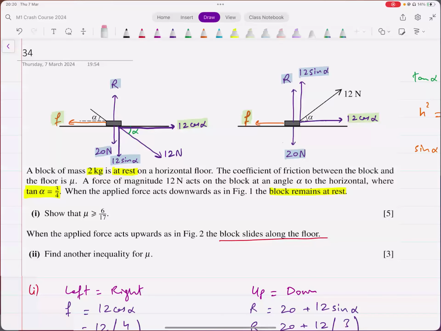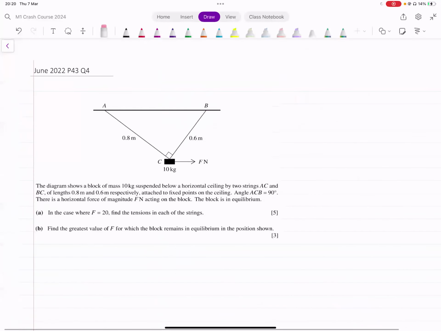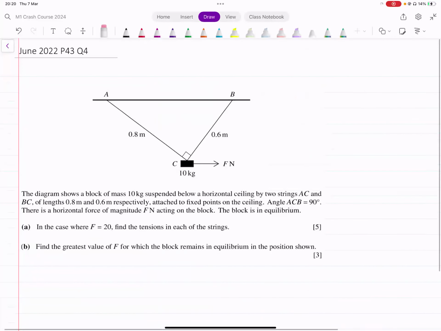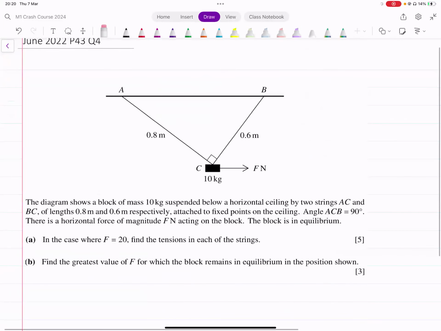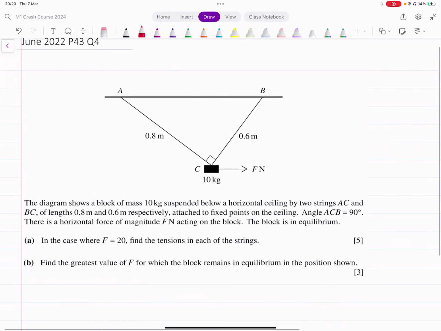Now, let's do two questions from some recent papers, which are very important. You will see a couple of other questions like this in recent papers as well. It's an important concept that they did not use to test before, but in the last 2-3 years, similar questions have come up multiple times. So let's have a look at this.